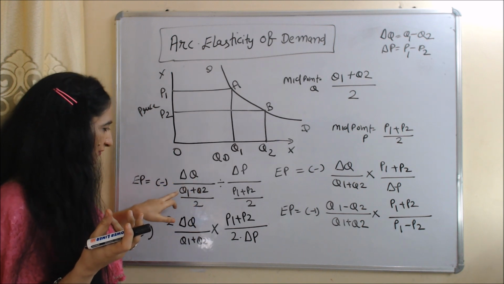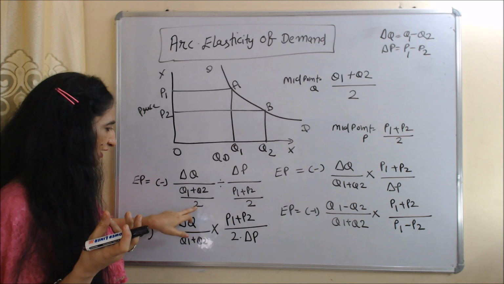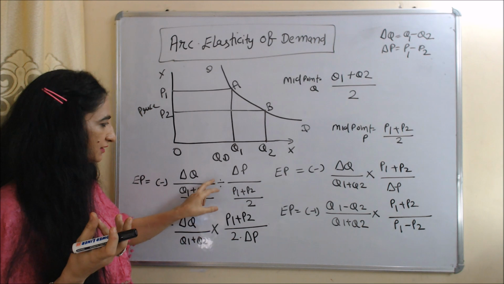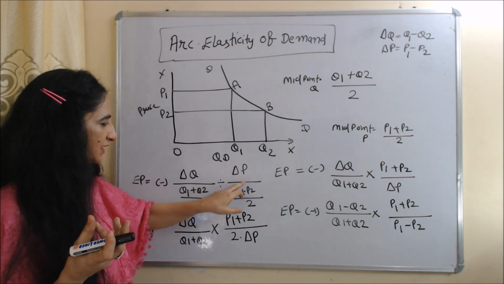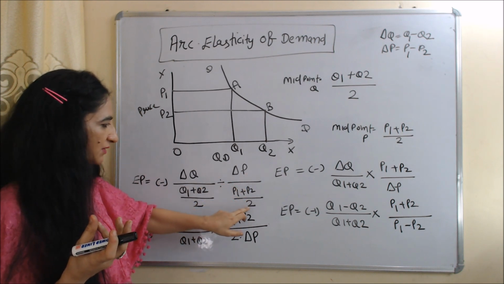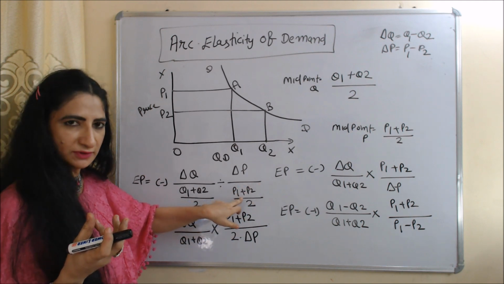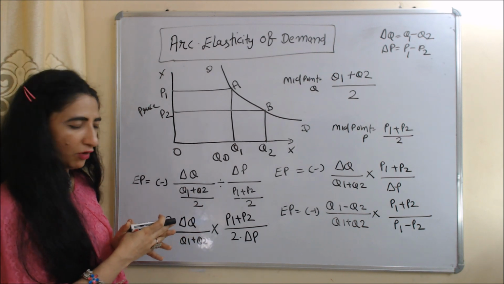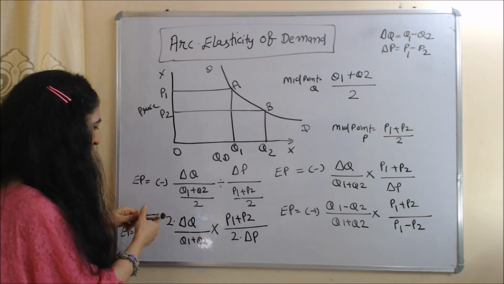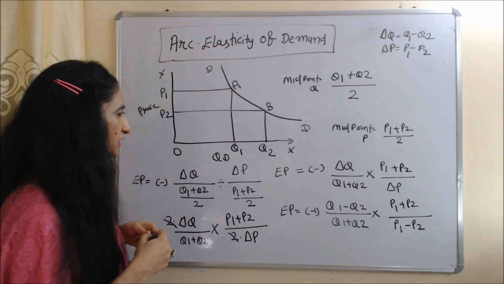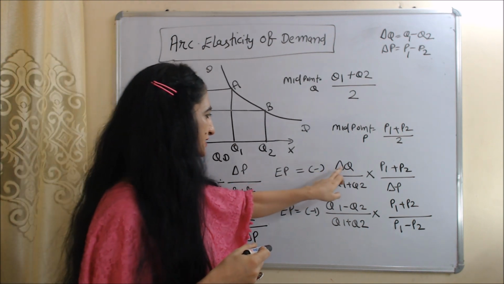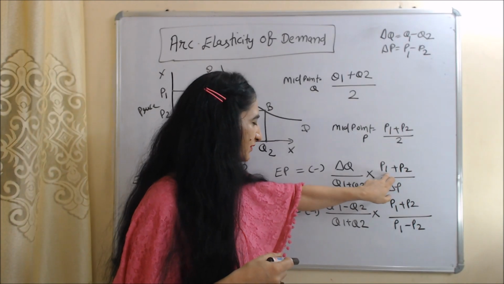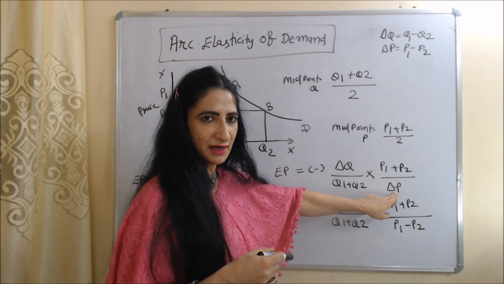Delta Q divided by Q1 plus Q2 divided by 2. That means we are taking the midpoint of this Q, and divided by delta P over P1 plus P2 divided by 2. That means we are taking the midpoint of this P point. So when we write this equation in multiplication form, it will become like this. Now 2 will cancel with 2. Now our equation will become delta Q divided by Q1 plus Q2 multiplied by P1 plus P2 divided by delta P.